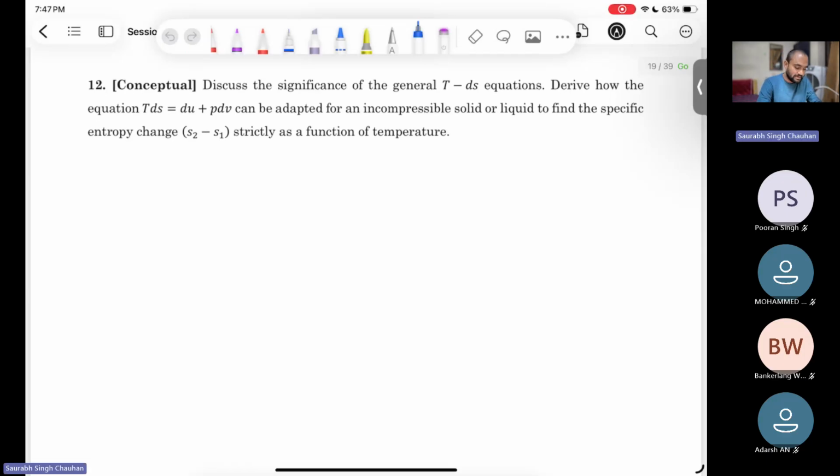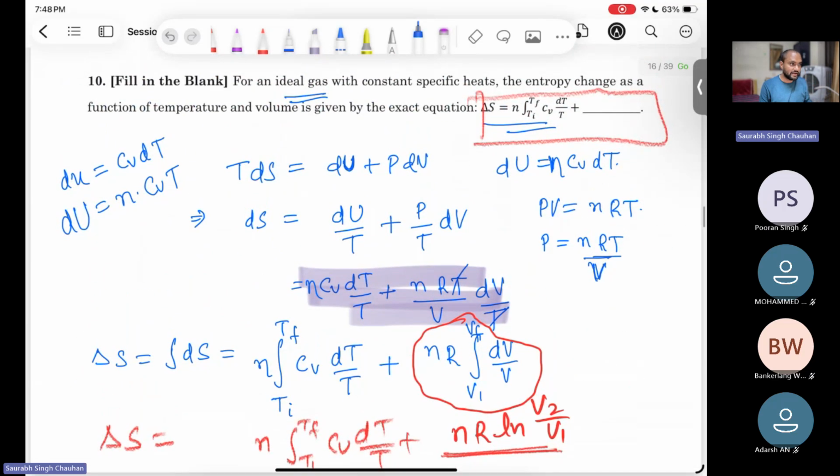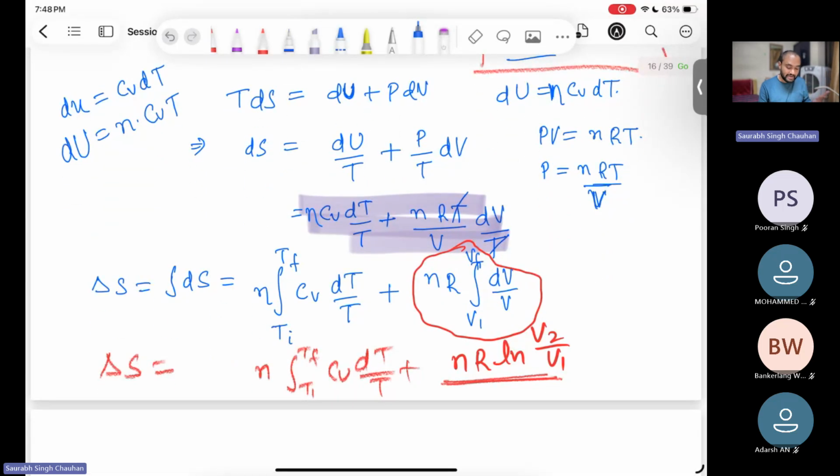Okay. Now it is saying that we have to discuss the significance of general TdS equations. Derive how the equation TdS is equal to dU plus PdV can be adapted for an incompressible solid or liquid to find the specific entropy change strictly as a function of temperature. Significance you have already seen: for example, in the case of the ideal gas, you had the TdS equation, and from the TdS equation itself, you got the formula for the change in entropy. So that is the significance. You can calculate the entropy change.